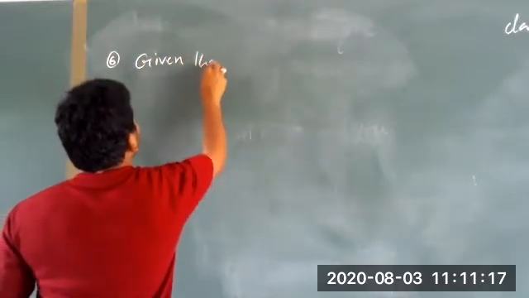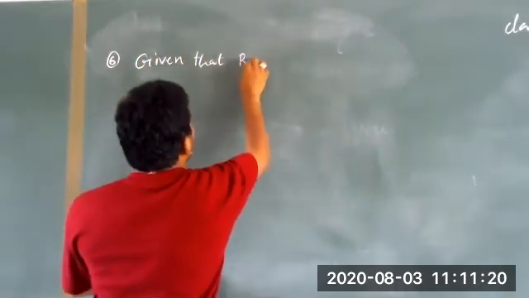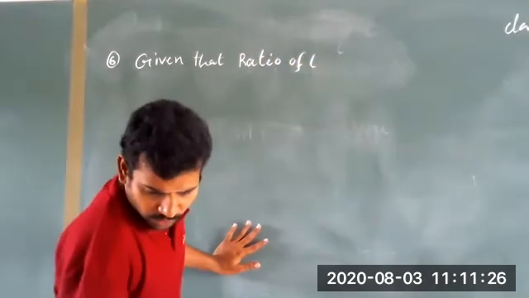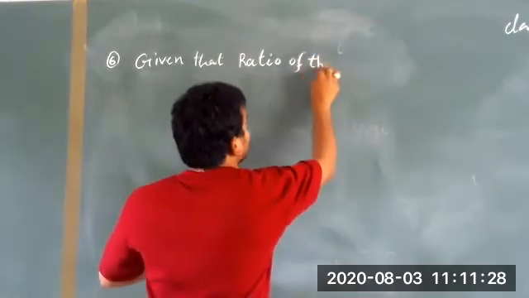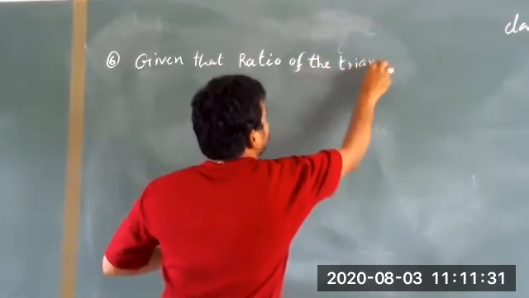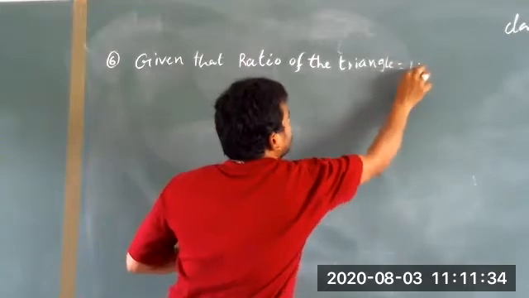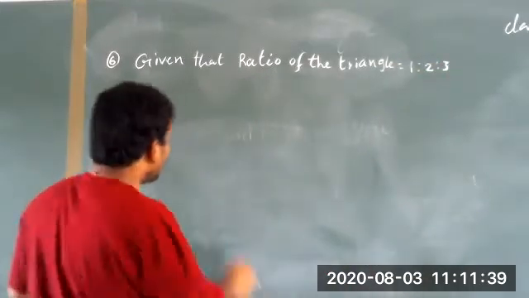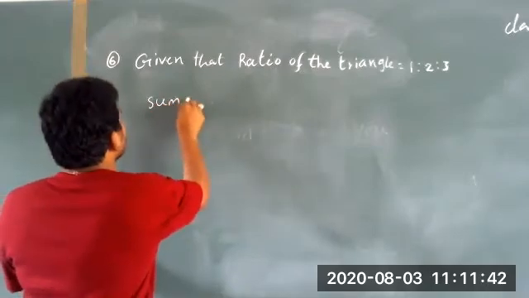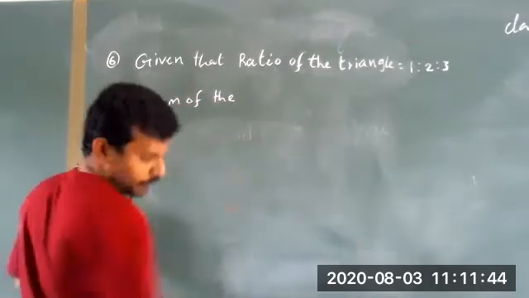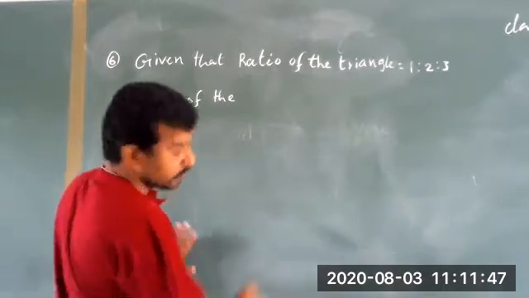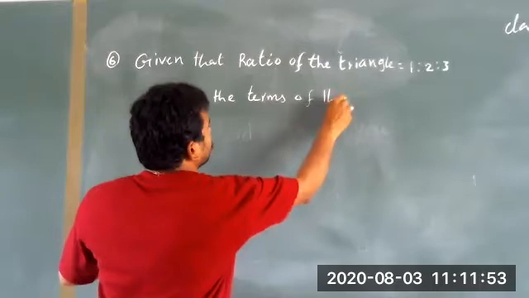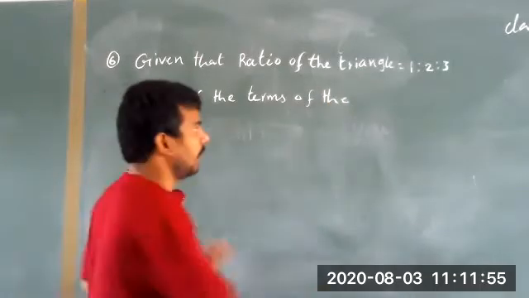Given that the ratio of the angles of the triangle is equal to 1:2:3. Sum of the terms of the triangle. Sum of the terms of the triangle.